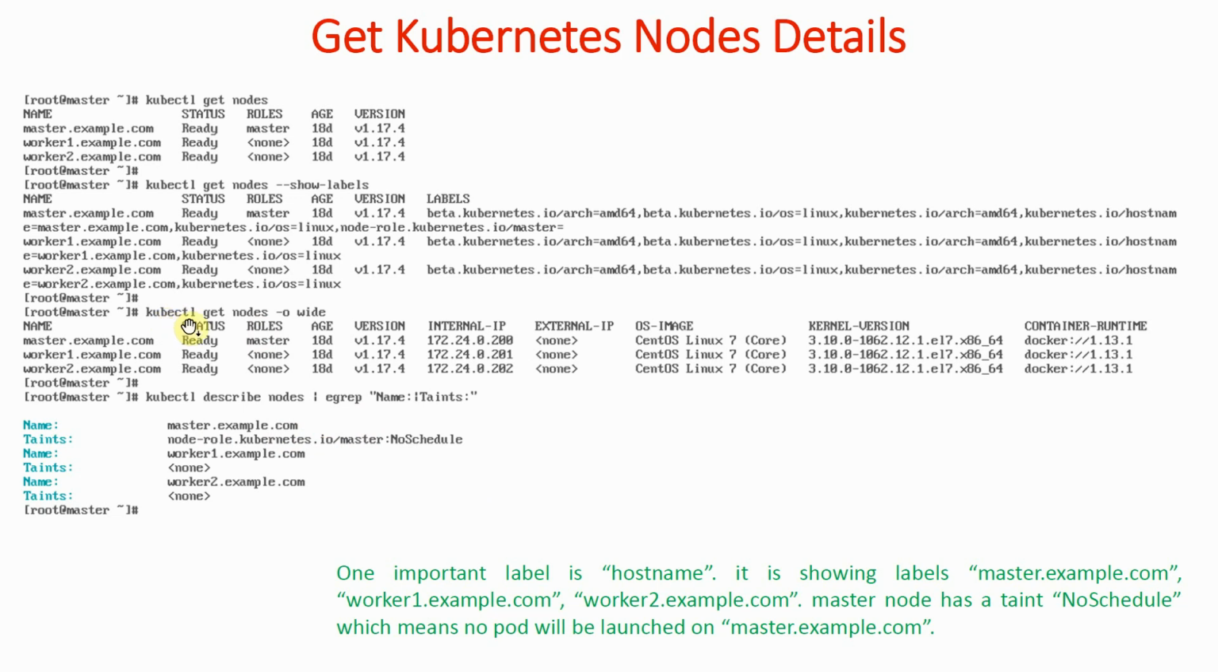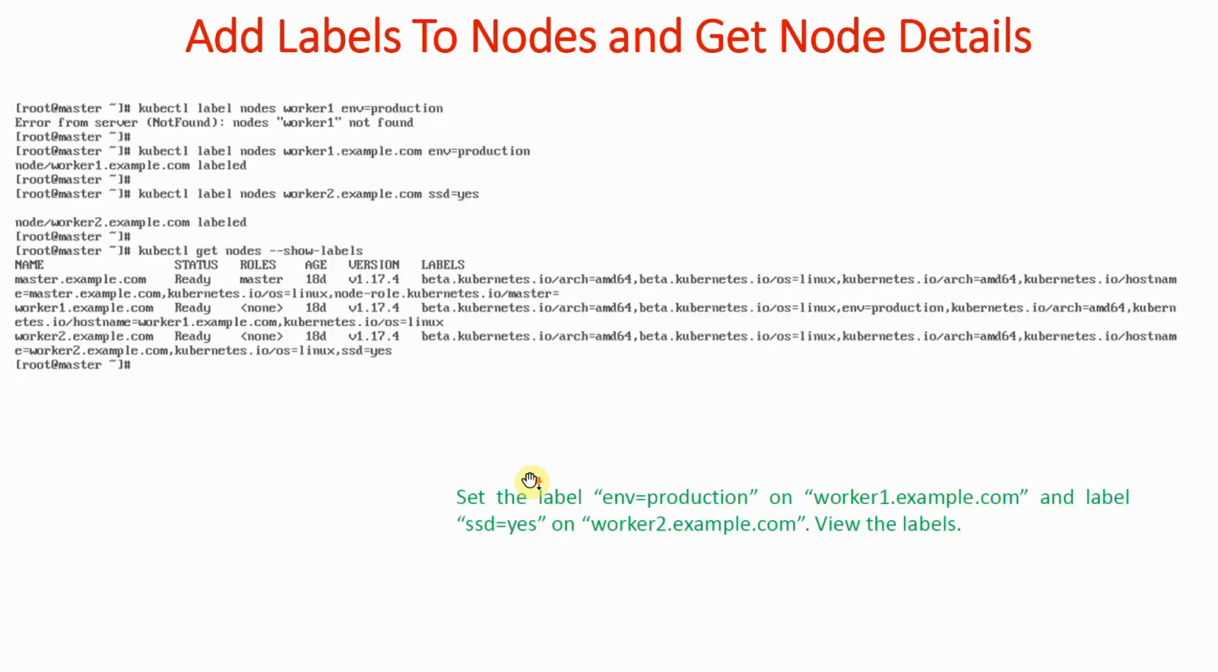And if you say kubectl get nodes -o wide, it gives you further details: this is the version of Kubernetes, this is the internal IP, that is the kernel version, and the operating system on which we have installed the cluster is CentOS Linux 7, and the container runtime is Docker. So a lot of useful information we are able to get. The most important is the host name.